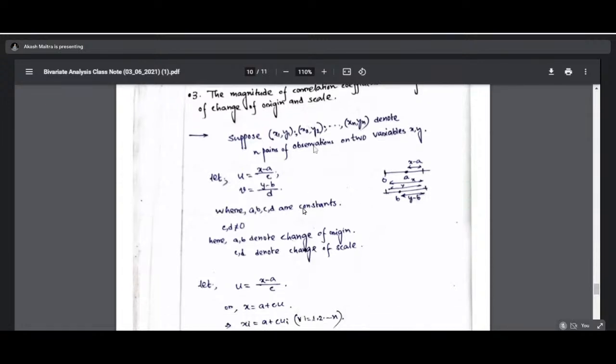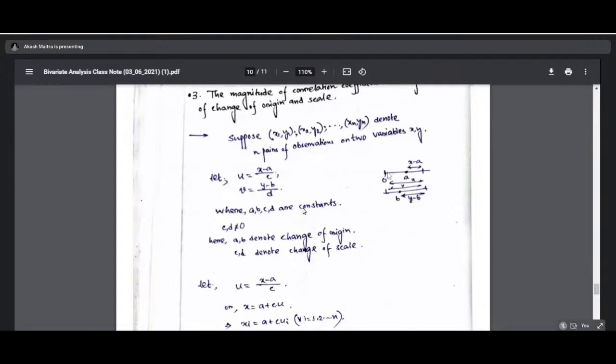Suppose (x1, y1), (x2, y2), and so on, denote the n pairs of observations on two variables x and y. Now we are considering two variables u and v. u equals x minus a by c, where a denotes the origin change and c denotes the scale change, and v equals y minus b by d, where b is the origin change and d is the scale change.